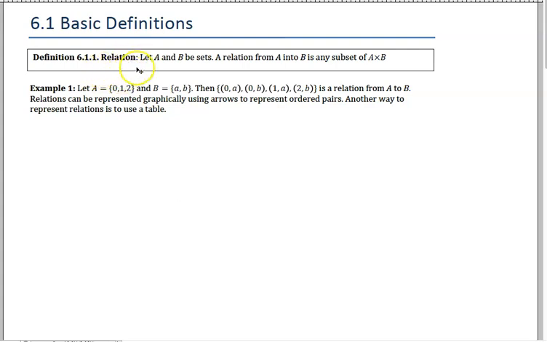So definition of a relation, right? Says, if we have A and B are sets, then a relation from A into B is any subset of the Cartesian product A cross B. Okay, so basically we have a set for our input and a set for our output, and we make pairs of numbers, x, y values as we know them, that express the relation between those two sets.